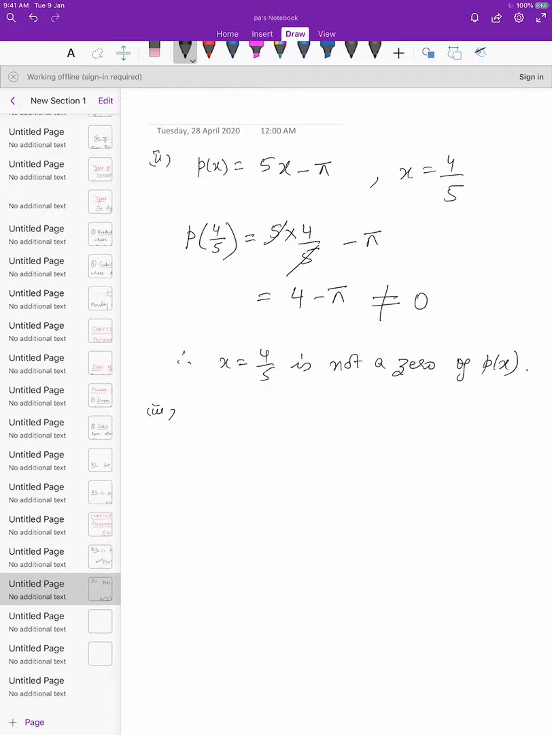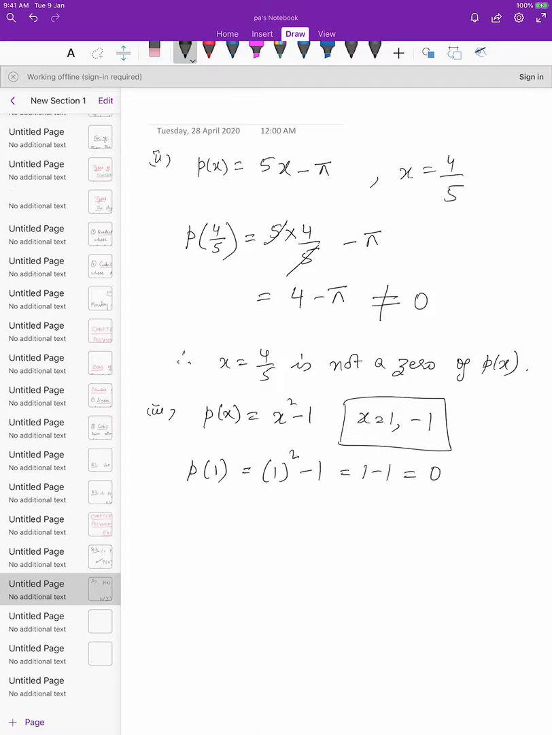Take one more example. Third example I am taking, p(x) is equal to x square minus 1. Now for x is equal to 1 and minus 1, they have given you two values and you have to check whether they are the zeros of the given polynomial or not. So let's first check for 1. If I put x is equal to 1, I will write 1 square minus 1, which is 1 minus 1, which is 0. If I put x is equal to minus 1, again I am getting minus 1 square, and minus 1 square will be 1, again minus 1 equal to 0.